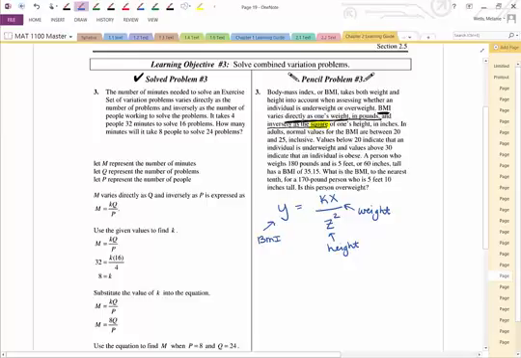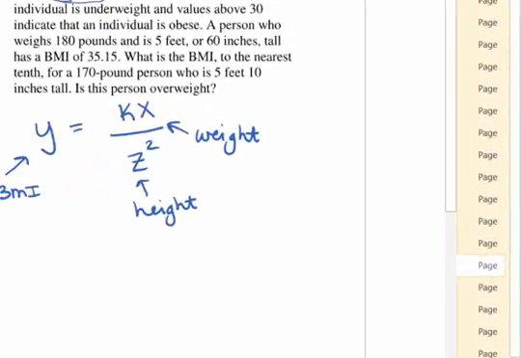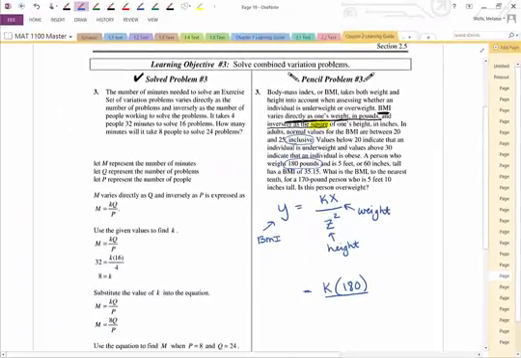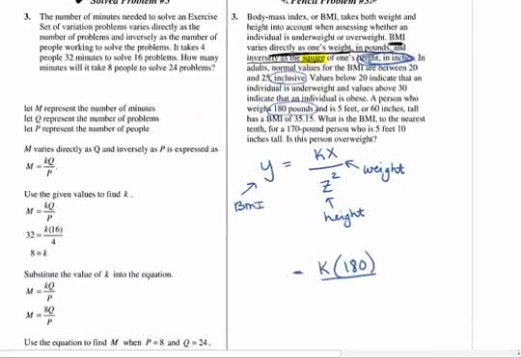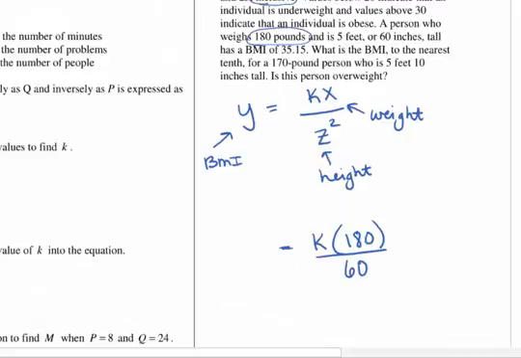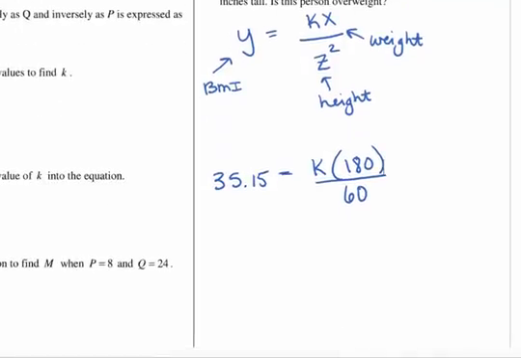Okay. Now, in adults, normal BMI are between 20 and 25. Inclusive means that that would include the 20 and the 25. Values below 20 indicate they're underweight. Above 30 means that individual is obese. A person who weighs 180 pounds, that would be our X, and is 5 feet or 60 inches. Remember that we do need to reference it in inches, since it says one's height in inches in the problem. So it's 60 inches, has a BMI of 35.15. Okay, so let's find K, and then we'll come back to the rest of the problem.